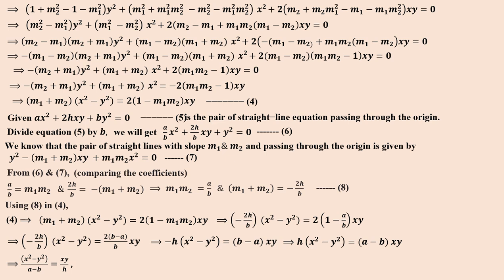So (x square minus y square), bring that a minus b from the right hand side to the left hand side, it will come to the denominator, (x square minus y square) by (a minus b). Take the h, which is on the left hand side, to the right hand side, so it will go to the denominator, so xy by h, which is the required equation. Thanks.